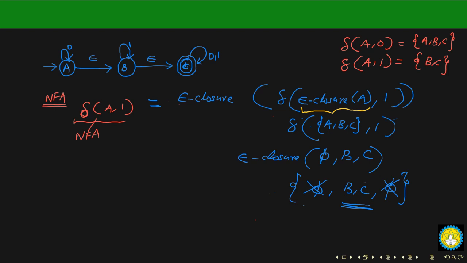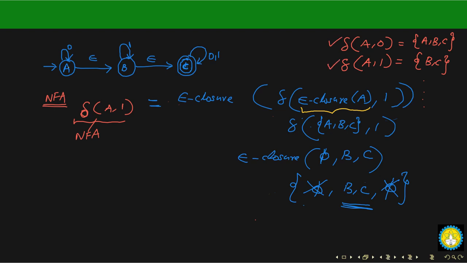The very same way you have to proceed. You also have to find delta of B comma 0, delta of B comma 1, delta of C comma 0, delta of C comma 1, etc. So I'm leaving it as an assignment for you. Find all of these and make sure that we are getting the very same result. You can refer to the result that we got in the previous slide when we did it directly using the commonsensical approach. For A comma 0 we got ABC, and for A comma 1 we got B comma C. Those two results are the very same results that we got in the direct conversion.